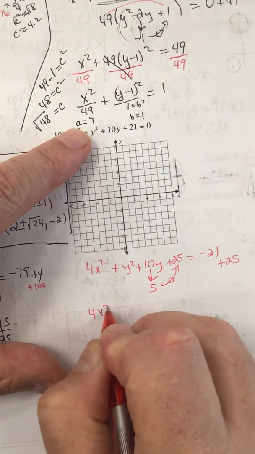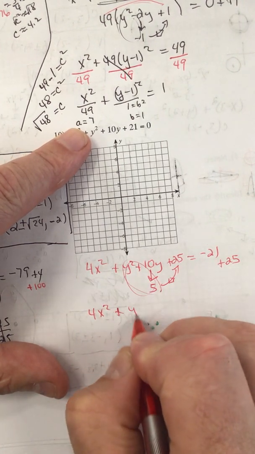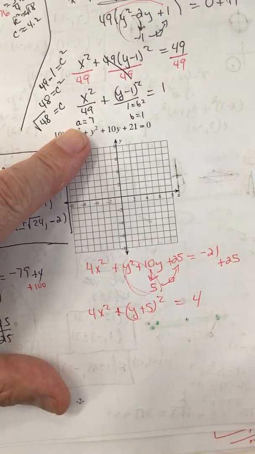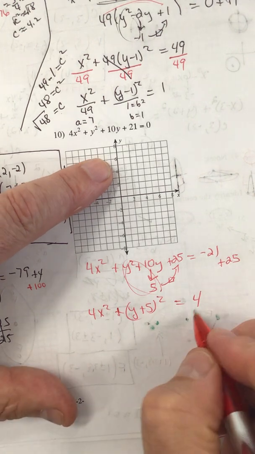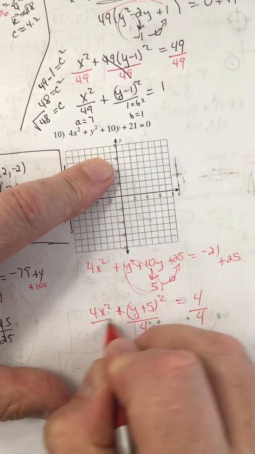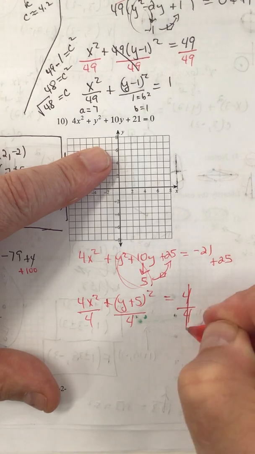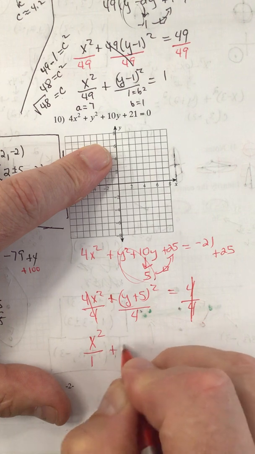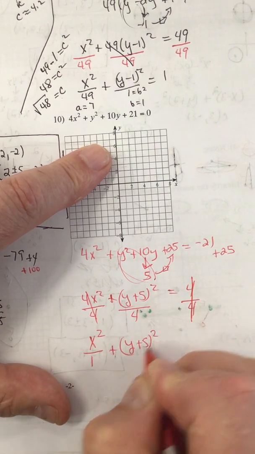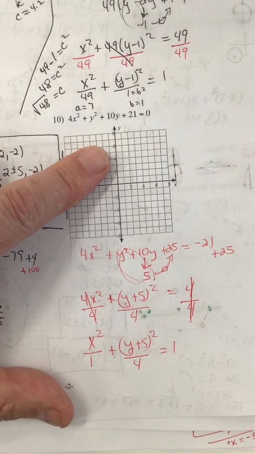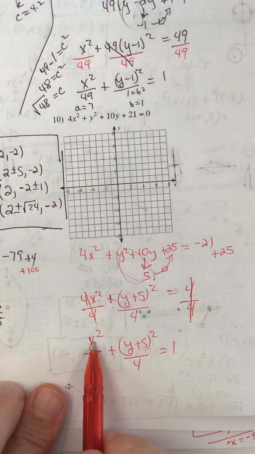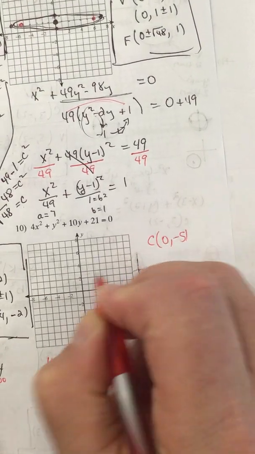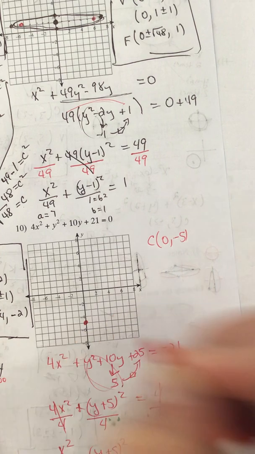Okay, here I have a 4x squared. Here's the completed square on the y's. Y plus 5 all squared. And it equals 4. Okay, we got to make it equal to 1. So I'm going to go ahead and force it equal to 1. So now those are 1. Those are 1. So I have x squared over 1 plus y plus 5 all squared over 4 equals 1. Here's my center, 0 makes that a 0, negative 5 makes that a 0, so our center's at 0, negative 5. You can plot that.